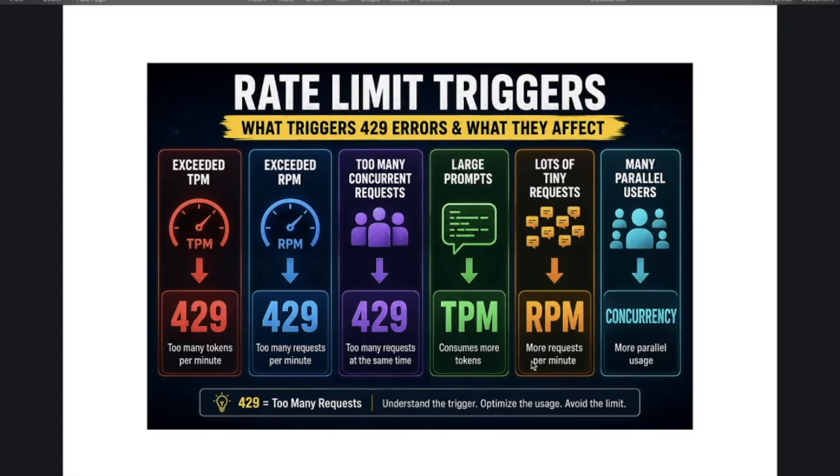Lots of tiny requests, you can hit the RPM limit, so more requests per minute can cause a rate limit. With many parallel users, you can hit concurrency rate limits, so more parallel usage can trigger a 429. So these are the possible reasons that you can get a 429, which means too many requests errors. But don't worry, we'll go over all of these one by one in detail so that you understand what TPM is, what RPM is, what concurrent requests are, how all of these impact rate limits, and what rate limits actually are. So we'll go over it soon.